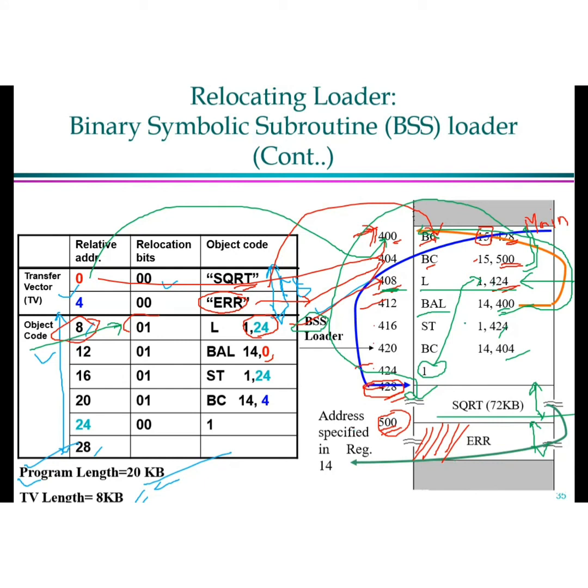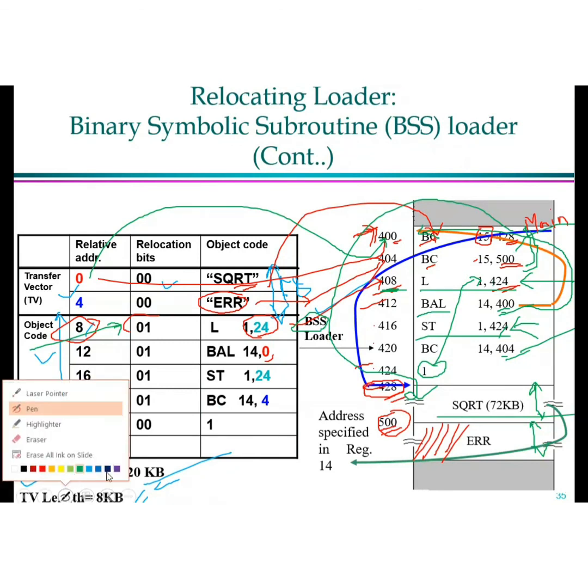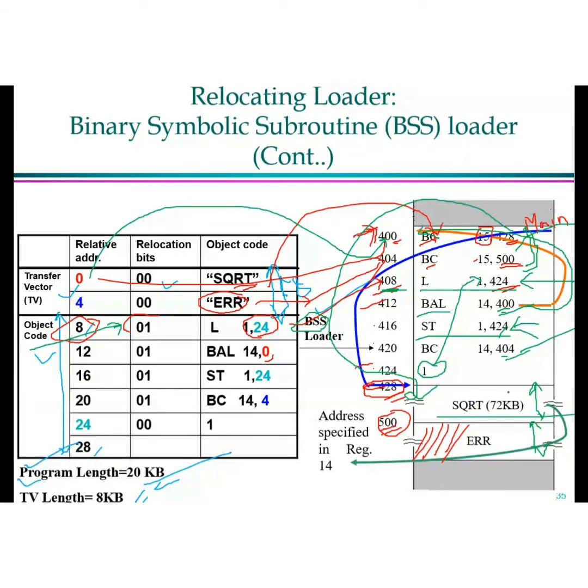Once your execution is over, your control goes back to the next statement, that is 416. You'll execute, store the result to the 424th location again. Then you are branching to the location 404. So 404 means it's again a, let me change the color. 404 means you are going to jump to the location BC.